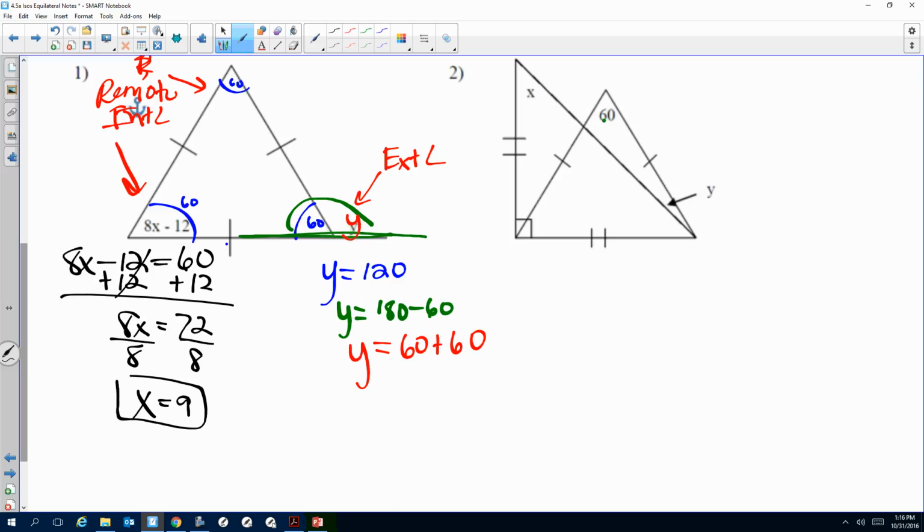Okay. All right, so now we're going to do some problem solving because we're going to have overlapping triangles on number 2. All right. They want us to find the variables x and y. First, we've got to figure out which variable is probably easier to find first. Yeah, x is the easier one. Okay, how are we going to get to x? What do we have to use to get to this angle here?